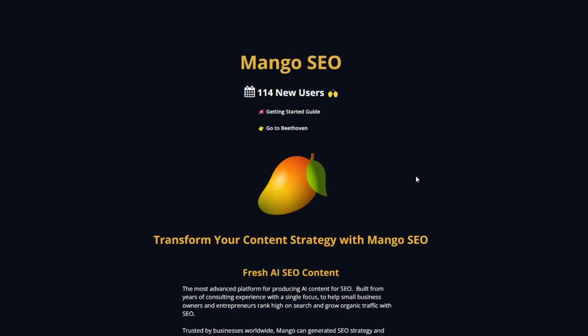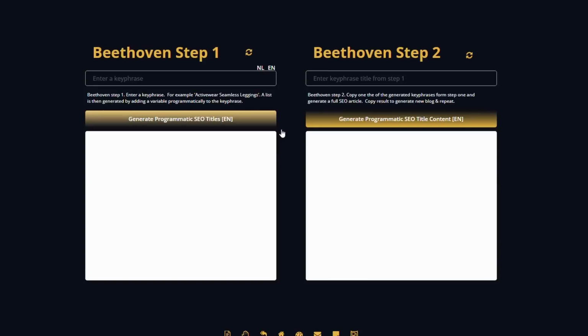So the first part of this process is actually generating the content. And there's probably a bunch of different ways you can do that. But today we're going to be using Mango SEO. If you've got Mango, all you need to do is go to the Beethoven module. So we'll click on that. And with Beethoven, it allows you to generate variations of a keyword. So you can generate lots of different titles for blog posts.